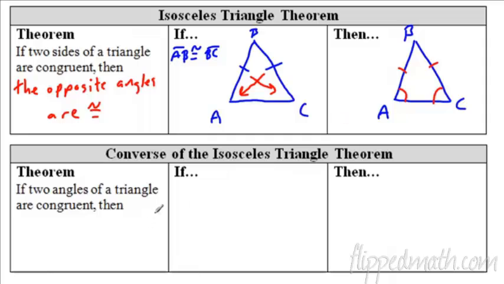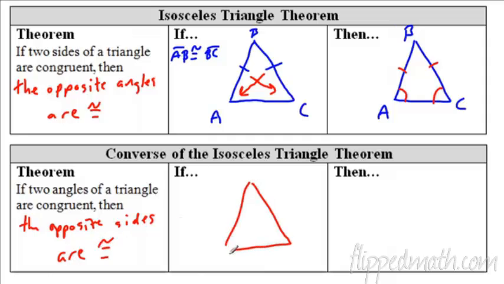Pretty cool. How about the other way around? Can we do it the other way around? If two angles of a triangle are congruent, then what? Then the opposite, what do you think here? Sides. The opposite sides are congruent. So this is just saying we can go the other way. So if you have a triangle, let's call this one DEF. So if we give you angle D is congruent to angle F, then what has to happen here?